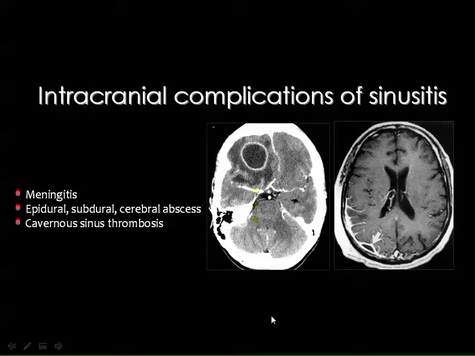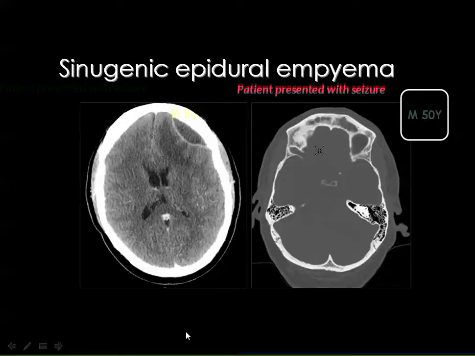Intracranially, the extension of infection may result in meningitis, which will present by localized or diffuse meningeal thickening and enhancement, together with epidural collection like this one, epidural empyema or subdural empyema, or cerebral abscesses, like this one with a rounded lesion with regular uniformly enhancing margin surrounded by significant perifocal brain edema, and also cavernous sinus thrombosis if sinusitis is in the sphenoid sinus.